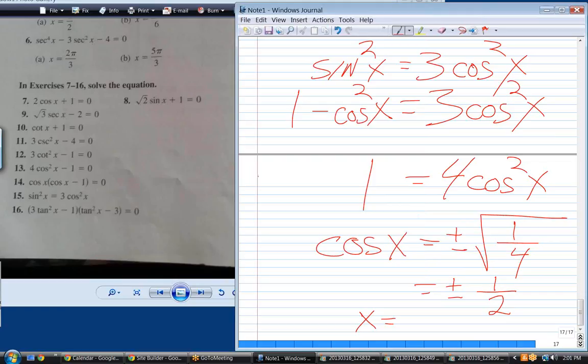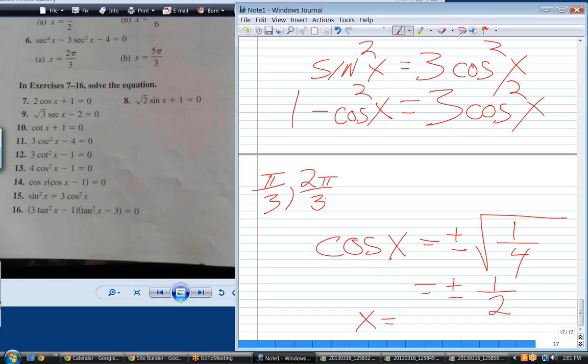What's the first quadrant angle where cosine is equal to 1/2? Would that be 60? Or pi over 3. What's the second quadrant angle? After a while, you start kind of recognizing a pattern. It would be pi minus pi over 3. That's what I was thinking. It would be 2 pi over 3.